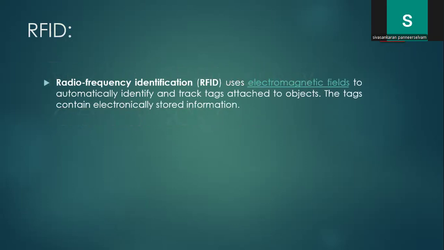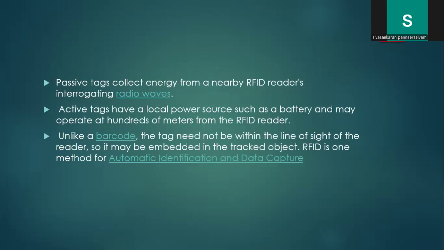So let us see how the radio frequency identification system works. It uses electromagnetic fields to automatically detect and track the RFID tags that are attached to physical objects. The tags have electronically stored information. There are two different types of RFID tag: passive and active tags. Normally, passive tags collect energy from a nearby RFID reader by transmitting radio waves. Whereas active tags have a local power source, say a battery, so they may operate at a few hundred meters distance from the RFID reader.